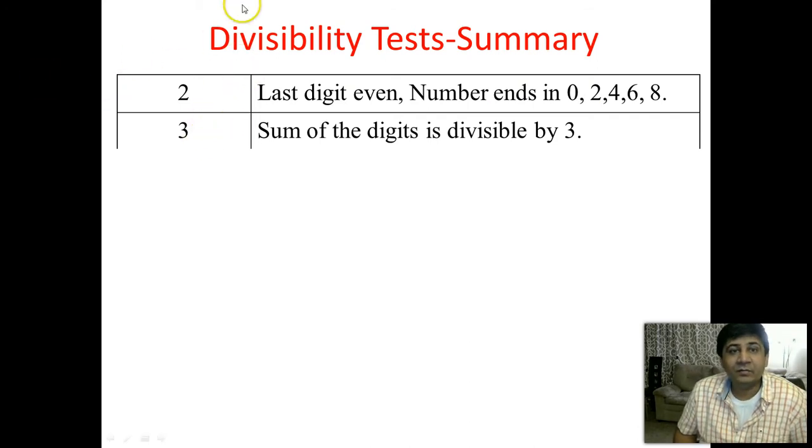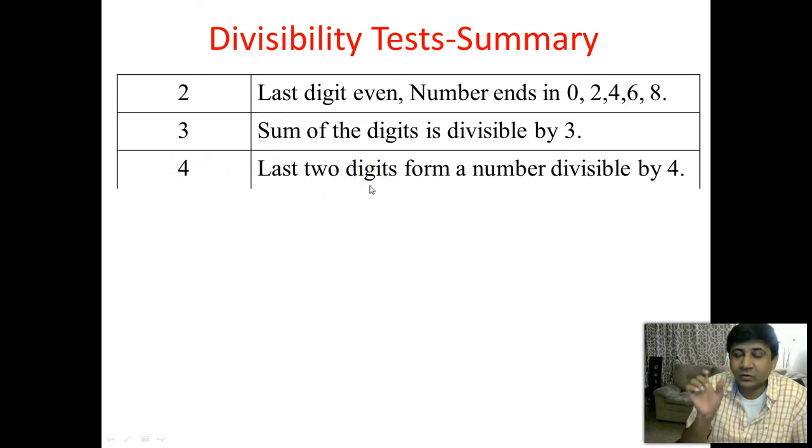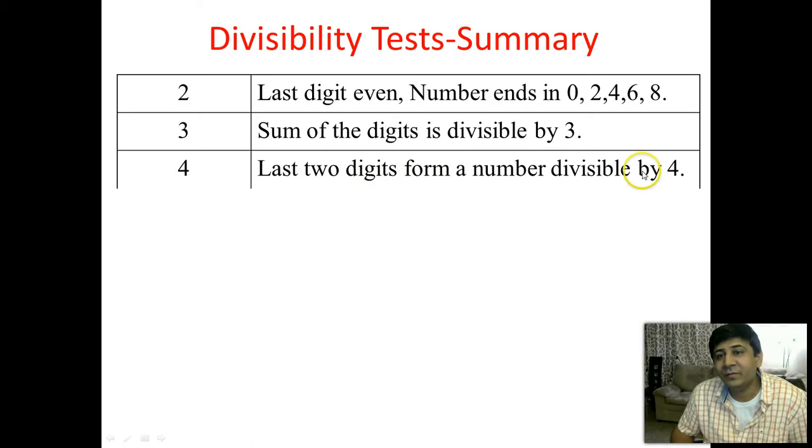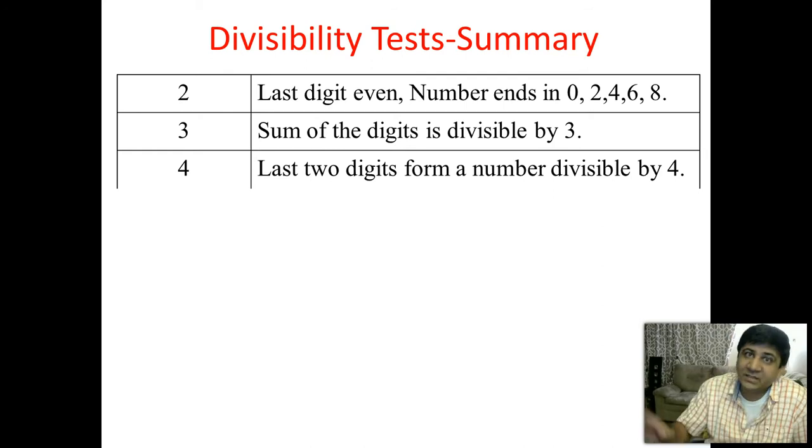any given number will be divisible by 3 if the sum of all the digits in that number is divisible by 3. I will show you a quick example. Similarly, a number will be divisible by 4 if the last two digits are divisible by 4. For example, if your number ends in 16, you know that 16 is divisible by 4, so the whole number is divisible by 4.